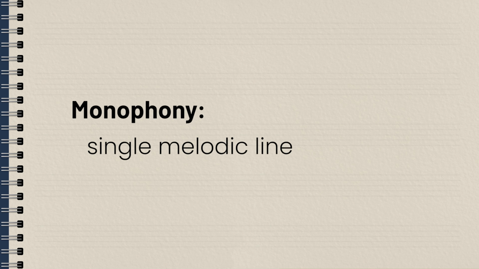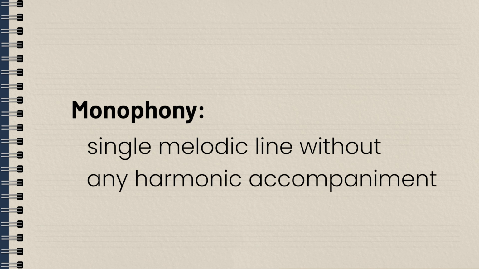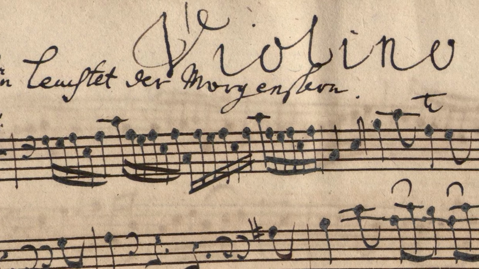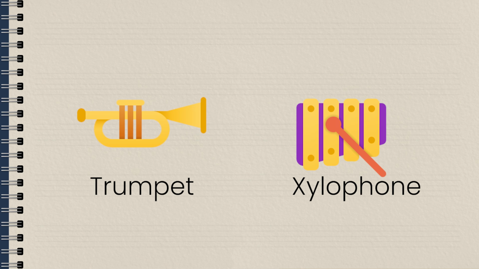Monophony is a musical texture characterized by a single melodic line without any harmonic accompaniment, such as a solo voice or multiple instruments playing in unison. An example of monophonic texture is Happy Birthday, played by a trumpet and a xylophone in unison.